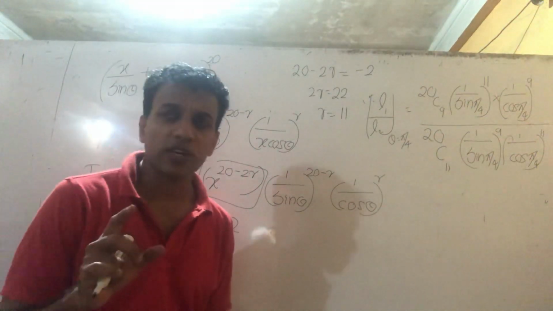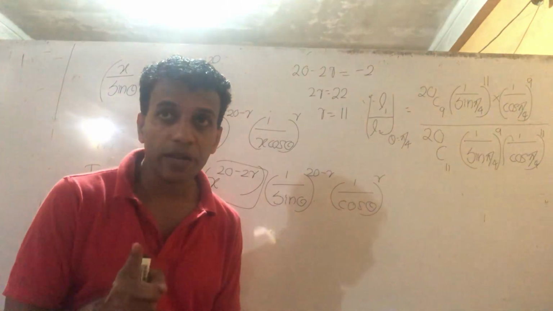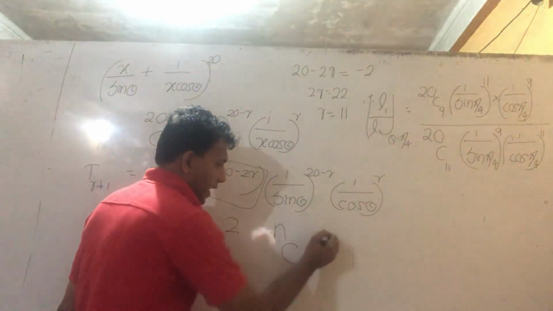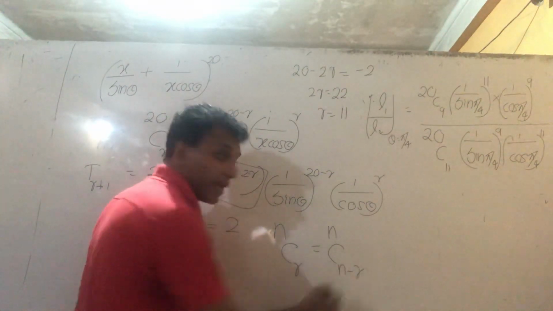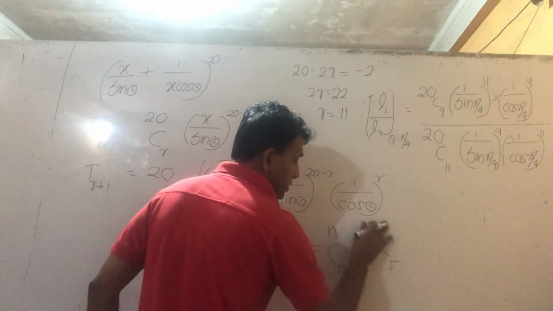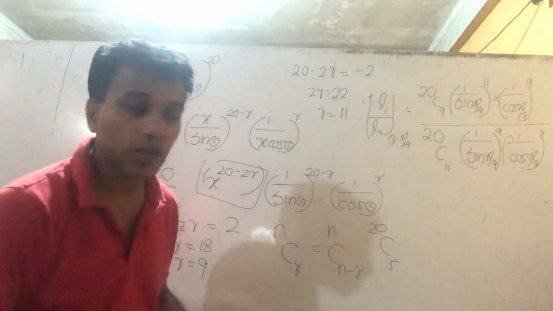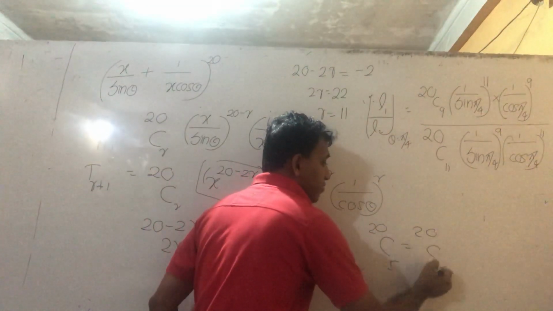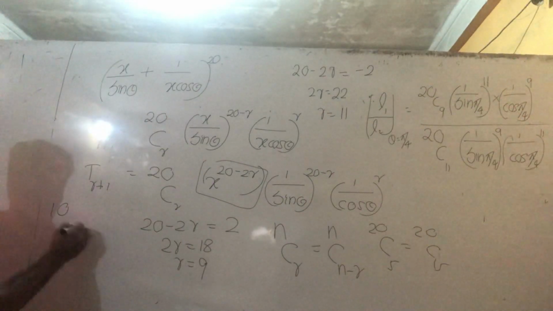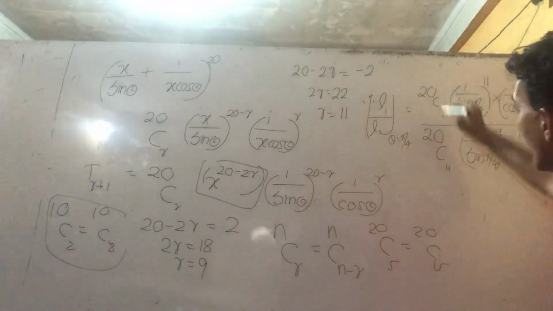So if you learned in the theory class, there's a binomial theory: nCr equal to nC(n minus r). That proof is also there in the past papers. nCr equal to nC(n minus r), right? Example, nC5, if I say 20C5, 20C5 equal to what? 20C15. Check this. If I say 10C2 equal to what? 10C8. Okay.